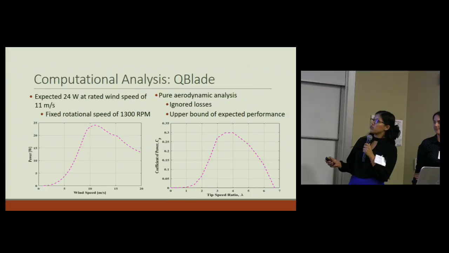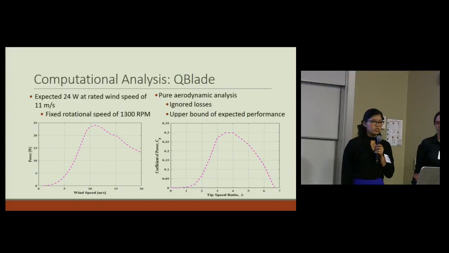We can see here that we have a tip speed ratio of about 4 and a coefficient of power of about 0.3, which is what would be expected of a small wind turbine. This curve is purely aerodynamic, and that means that it's ignoring the mechanical and electrical losses. And it's important because it gives us the upper bound of the expected performance of these blades.